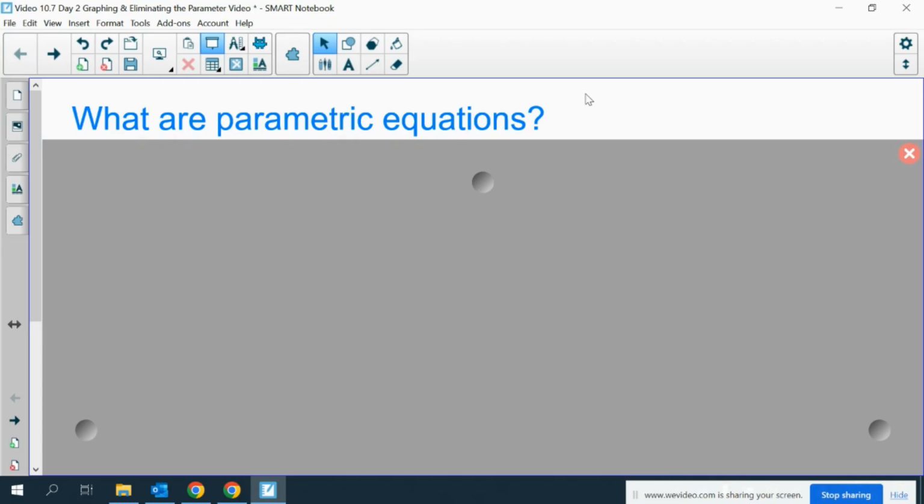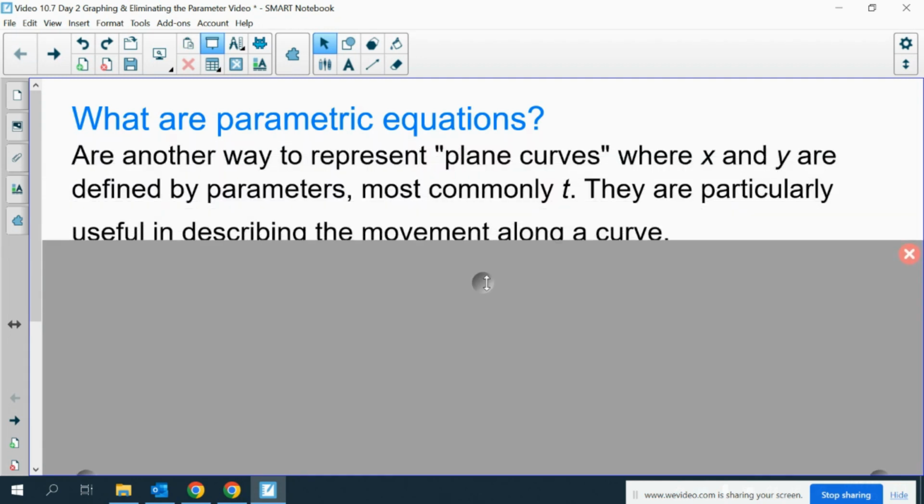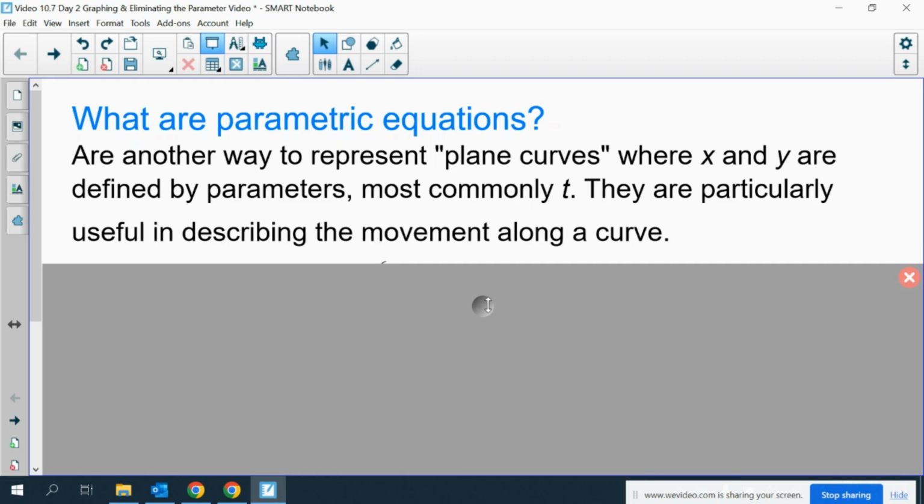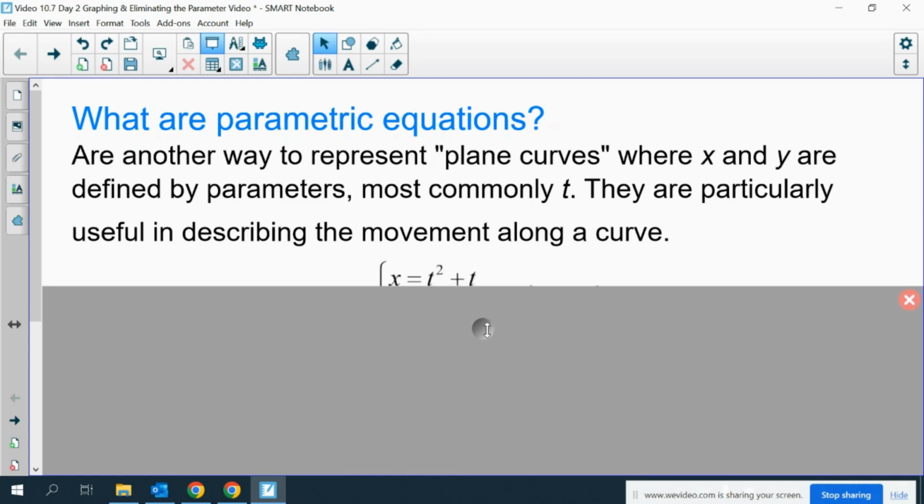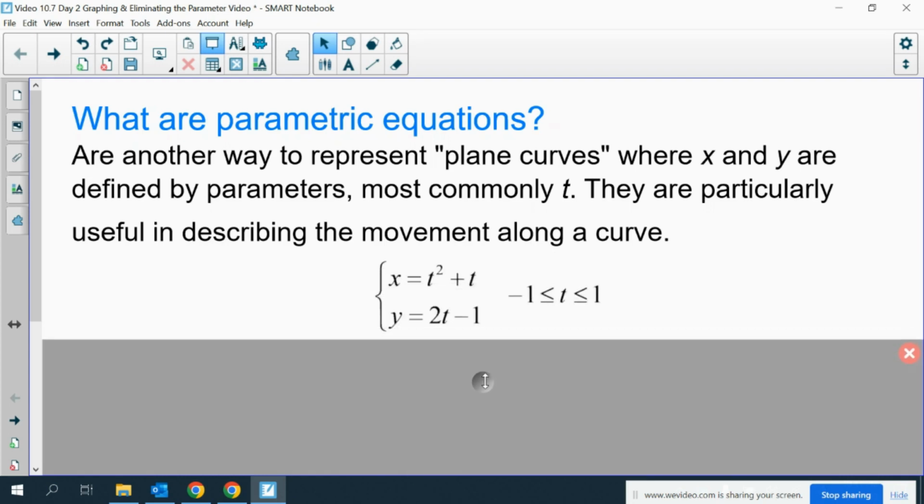This video is about graphing parametric equations, eliminating the parameter, and writing the equations of graphs in parametric form. What are parametric equations? They're another way that we can represent curves on a plane where x and y are defined by parameters. Most commonly, we use the letter t. They're particularly useful in describing movement along a curve.